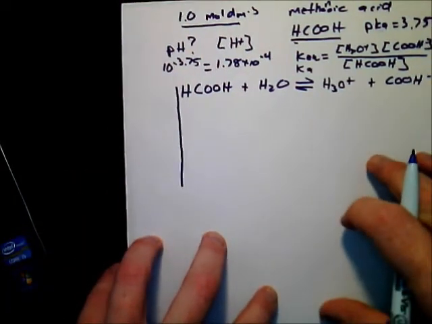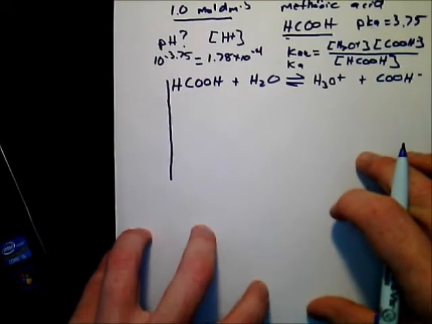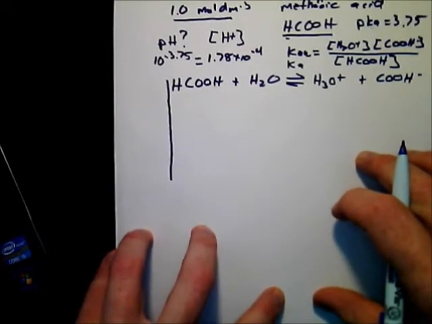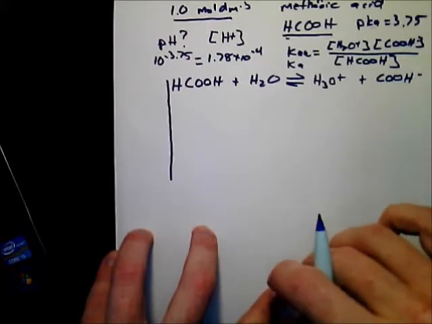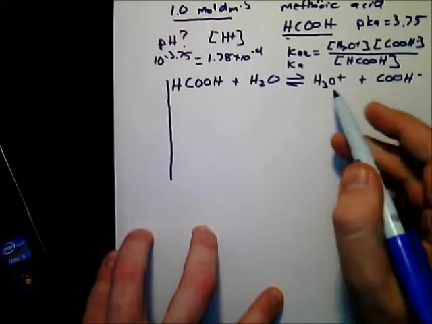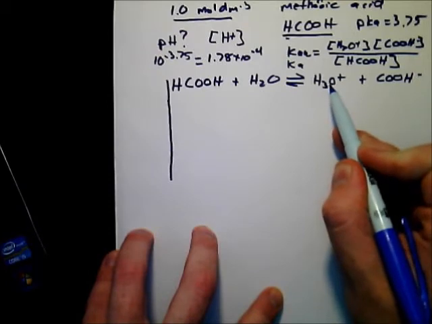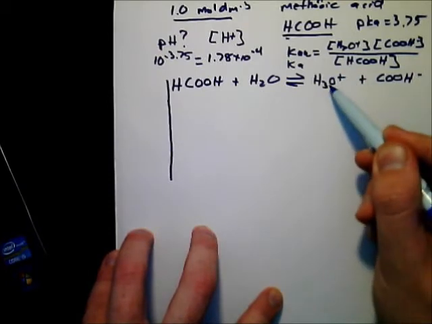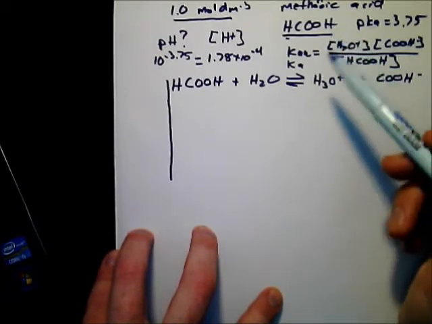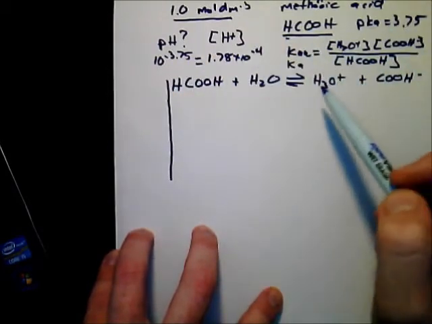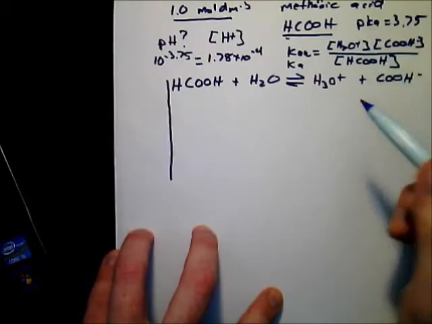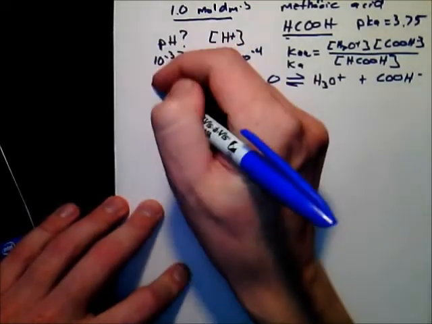But once we got this figured out, if you understood ice tables to begin with, this is just an equilibrium problem. Now that we've got all this laid out, we've kind of figured out what's going on, we're just going to do an equilibrium problem, and we're going to figure out the concentration of H3O+. Because if we know the concentration of H3O+, all we need to do is take the negative log of it, because pH is the negative log of the hydrogen ion concentration, or H3O+, same thing.